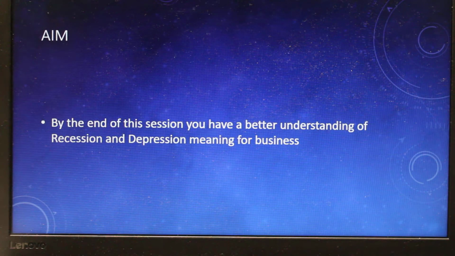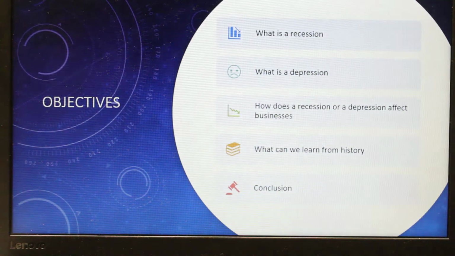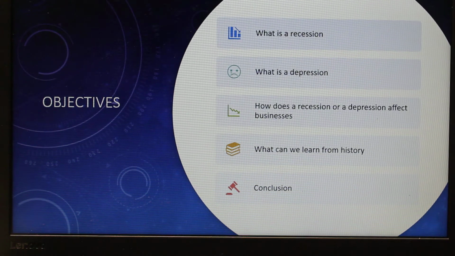So by the end of the session, we'll have a better understanding of recession and depression and the meaning for businesses. So our objectives: the first one is, what's a recession? What's a depression? How does a recession or a depression affect businesses? How can we learn from history? And then we will conclude.